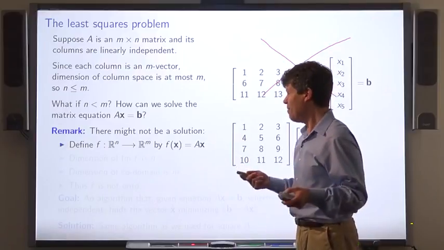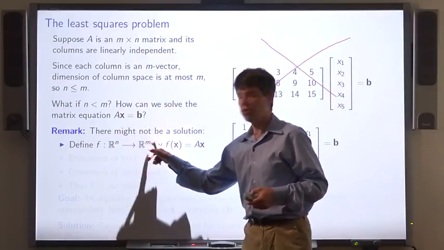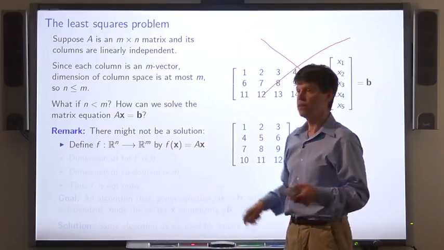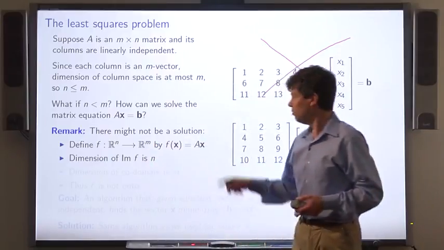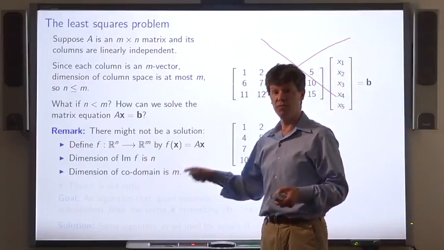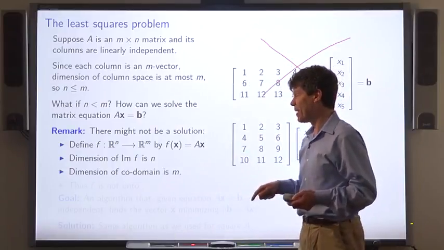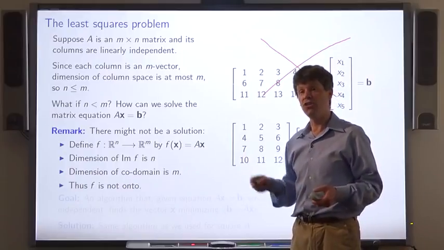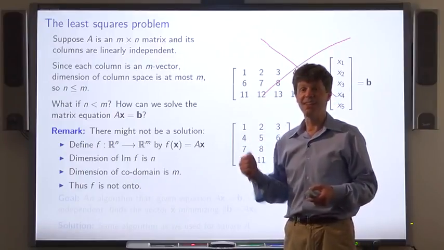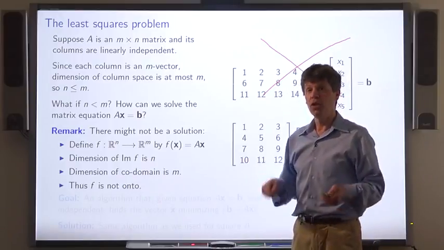More generally, given a matrix A that's m by n, define the function that goes from Rn to Rm by f of x equals A times x. The dimension of the image is the number of columns, n. The dimension of the codomain is the number of rows, m. And we're looking at the case where n is less than m. In that case, the function f is not onto. So not every vector b has a corresponding solution x. So we have to lower our standards.